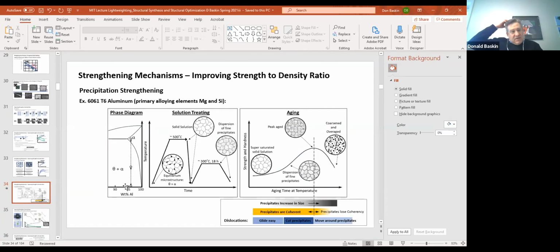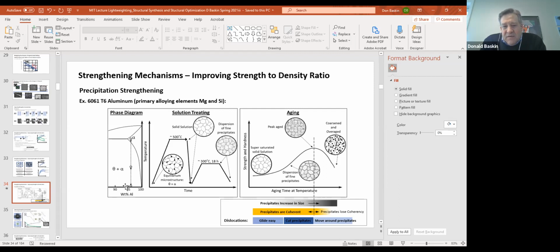So I think this is the first new slide for this week. Precipitation hardening is a very, very effective, potent method of strengthening materials. It's a convenient way to design materials that have better yield strength to density ratios. The example I'm showing here is aluminum, 6061 aluminum, which has an aluminum solvent and alloying elements of magnesium and silicon. Those are the primary ones. There are some other ones in there.